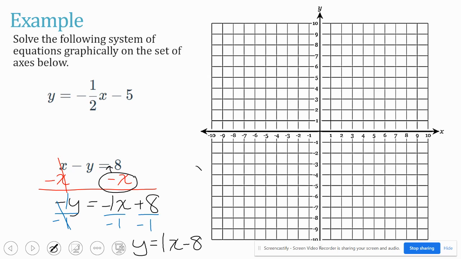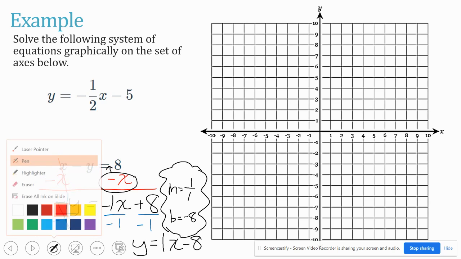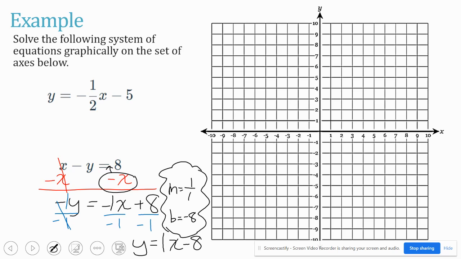Okay, if we want to just put it in a bubble, our slope is 1, so that's really 1 over 1, and our y-intercept is negative 8. All right, for this first equation, we don't need to do any of that because it's already in slope-intercept form. So we know that our slope is negative 1/2, and our y-intercept is negative 5.